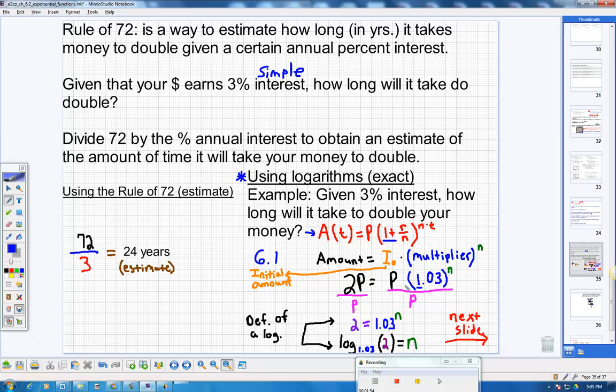The reason why I divide by p on each side is because that will cause my p's to cancel out, right? Why did I put 2p on the left side? Well, if I'm doubling whatever I started with, what's double p? Double p is 2p, right? So 2p divided by p is 2. Okay, you're left with 2 equals 1.03 raised to the nth power. We would use the definition of a log, you don't know it yet, to get this bottom logarithmic equation.